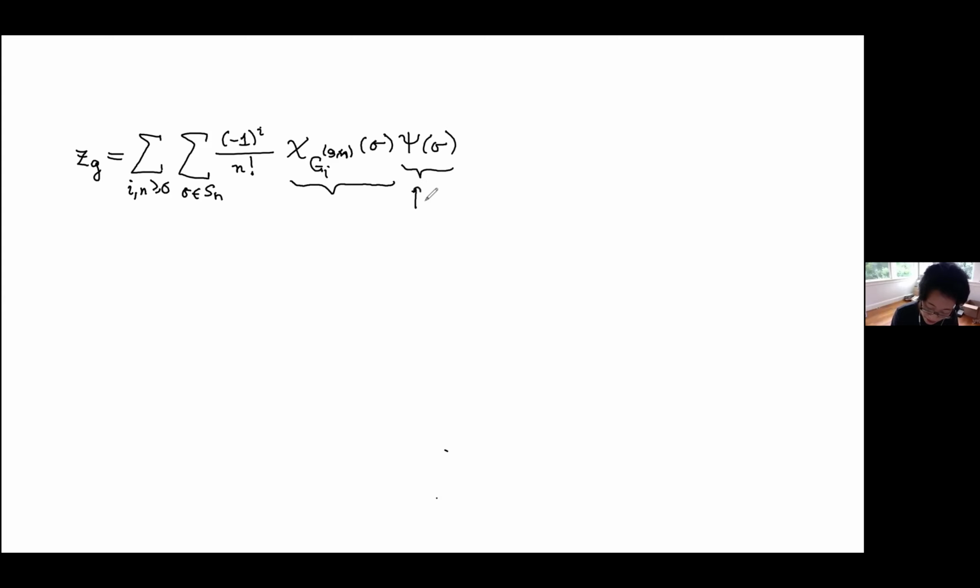You can write it as the product p_{a1} through p_{aS}, where the permutation sigma has cycle type, can be written as a disjoint union of cycles of length a1 through aS. And again, these little p's are the power sum symmetric functions. That's the Frobenius characteristic. So again, it just knows all the characters and hence the representations.